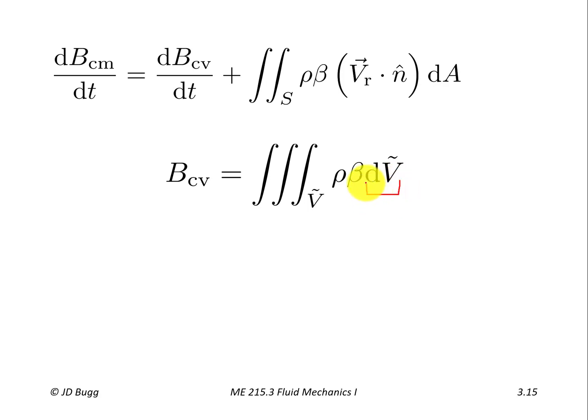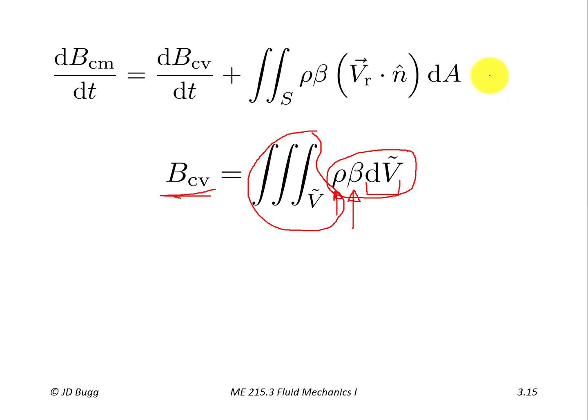dV is a very small element of our volume. If we multiply that by rho, we get the mass of the fluid in that element. So rho times dV is a very tiny chunk of mass inside of our control volume. If we multiply that by the amount of B per unit mass at that particular location, then all multiplied together is the amount of B in that tiny little element. And then we add those up over the entire volume to get the total amount of B in our control volume.